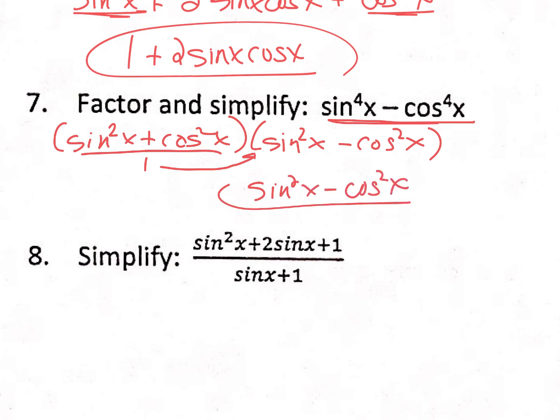Now, that looks kind of weird, and you kind of want to go further, but what you have to remember is sine squared plus cosine squared is 1, not sine squared minus cosine squared. All right, let's hit up number 8 here.